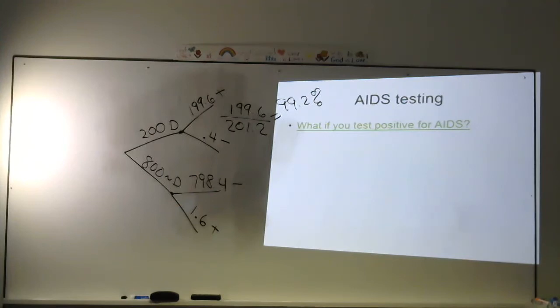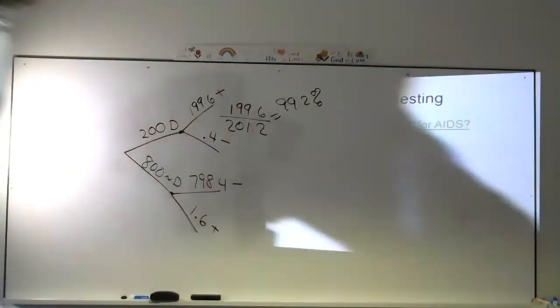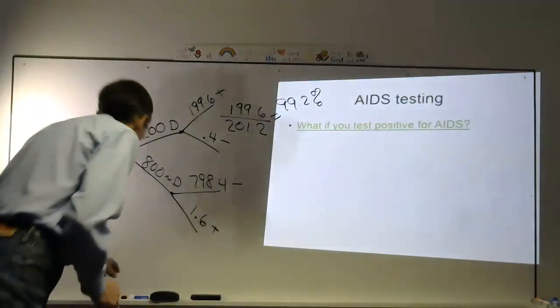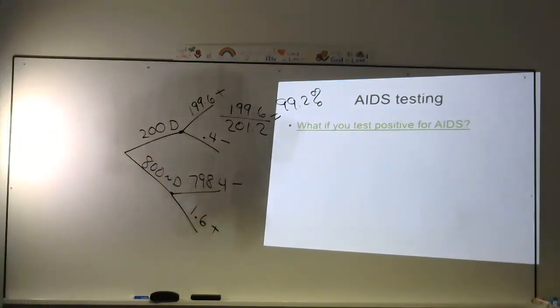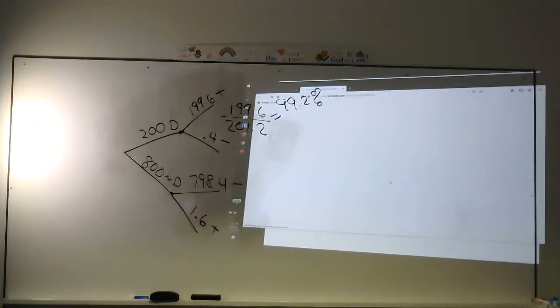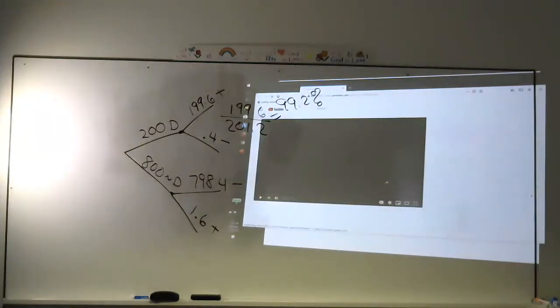Now, that is the way you set up a tree diagram, okay? And I think that'll give you enough practice for what we're going to be doing today. The question is all about today: what if you test positive for AIDS? And because of the false negatives, I thought this video was rather interesting. See if my computer is going to cooperate here today.